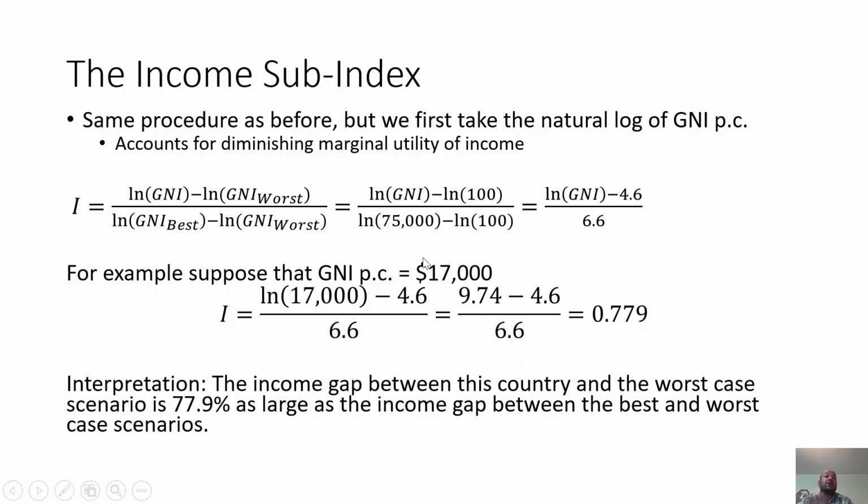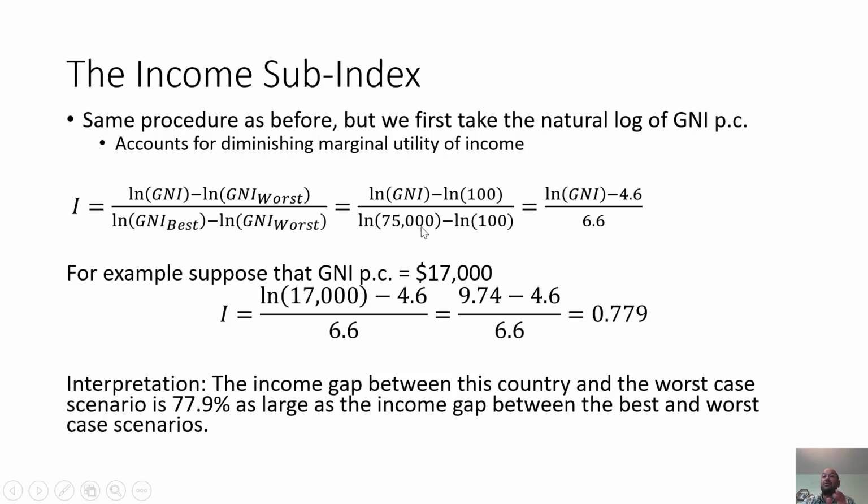But once we do that, it's the same kind of difference ratio that we're doing. So we take the natural log of income in the country we're looking at, subtract from that the natural log of income in the worst case scenario, which remember was 100, and then we divide that by the gap in the natural log of the best case scenario minus the natural log of the worst case scenario. So this is going to simplify down to the natural log of GNI minus the natural log of 100 over the natural log of 75,000 minus the natural log of 100, which once you do the math, that's the natural log of GNI in our country minus 4.6. That's going to be divided by 6.6.